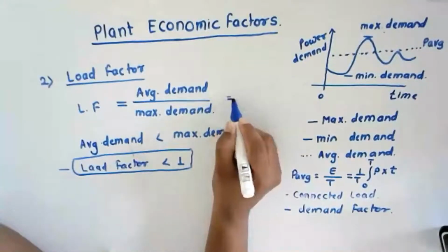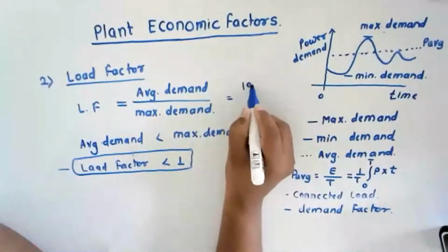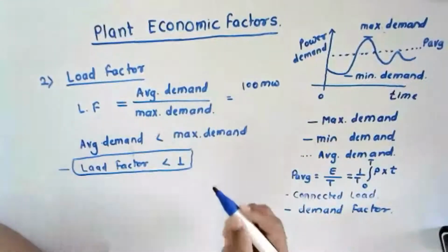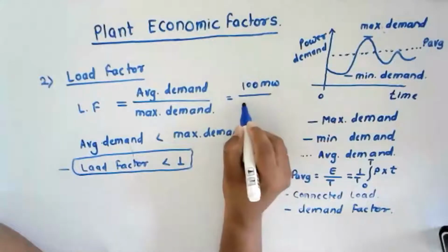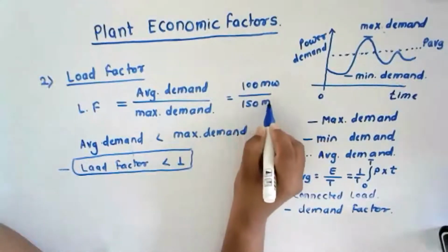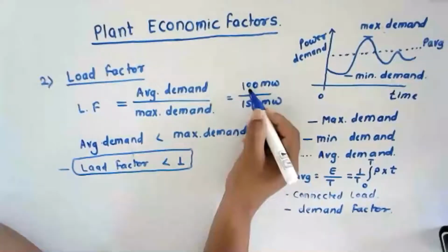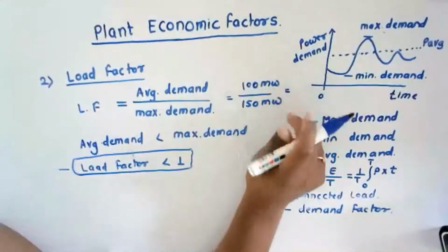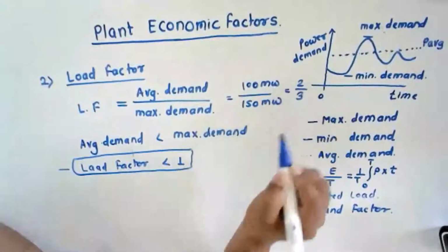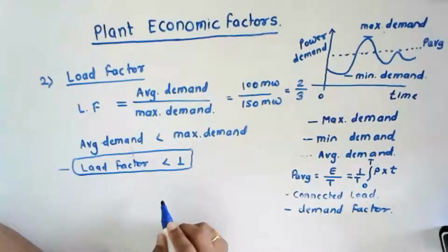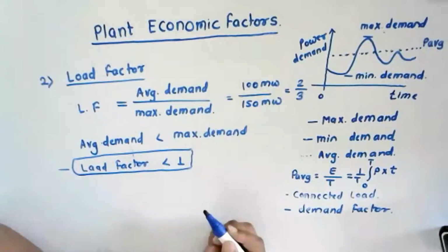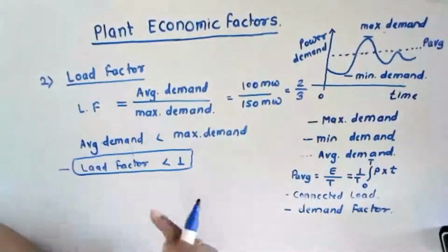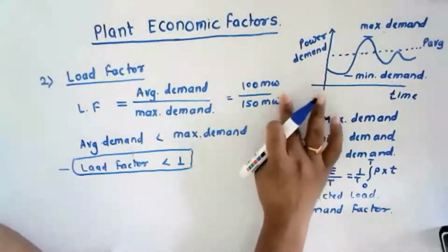So it simply means that suppose our average demand is 100 megawatt and the maximum demand is 150 megawatt. So 100 by 150 means 2 by 3. 2 by 3 is the load factor, which is less than 1. So that's why the load factor is always less than 1.